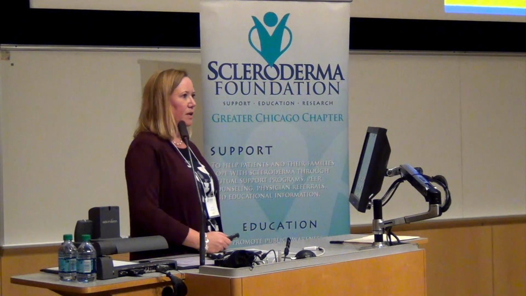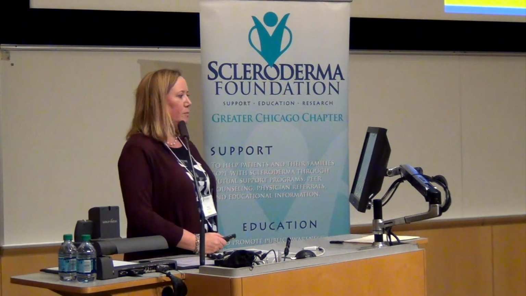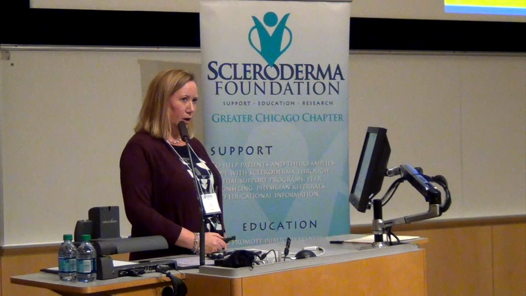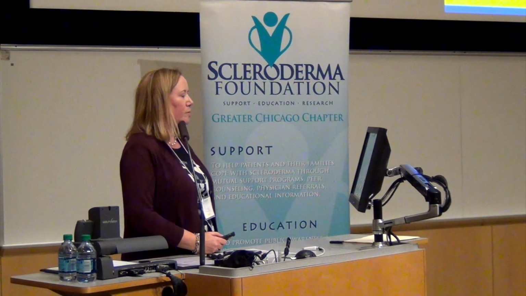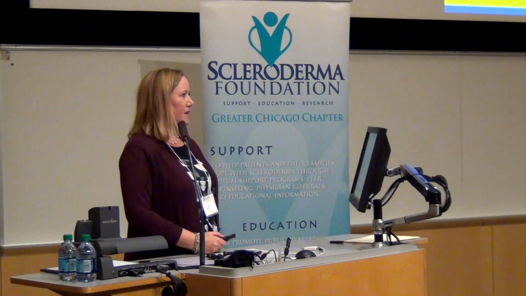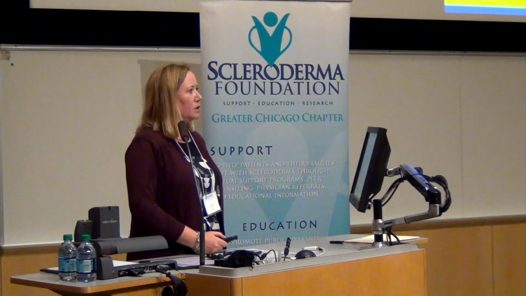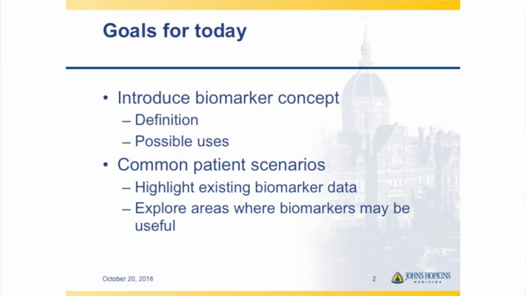So we're going to talk a little bit about biomarkers in scleroderma and really what they are. We're going to start from there and look at how we could use them in scleroderma. They are being investigated actively, and you heard a little bit about that today when Dr. Denton was talking about clinical trials. But we're going to talk about the various ways they could be used and how that might help us in the future. So what I'd like to start with is the concept of a biomarker, how we define it, and ways that we could use it.